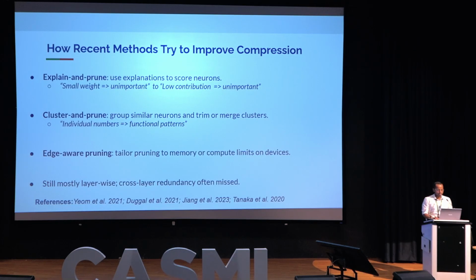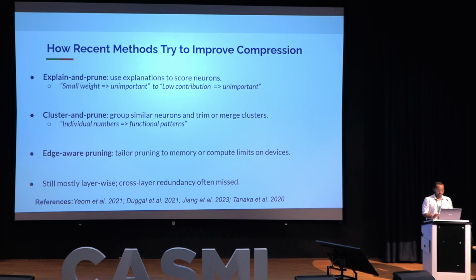The third, people have also tried making existing pruning methods edge aware. Basically, they ask, how can we reduce the model size with the device constraints in mind? By keeping in mind things like memory footprint, the number of parameters that must be stored, and the amount of computation needed, people have also tried improving these methods for edge devices.